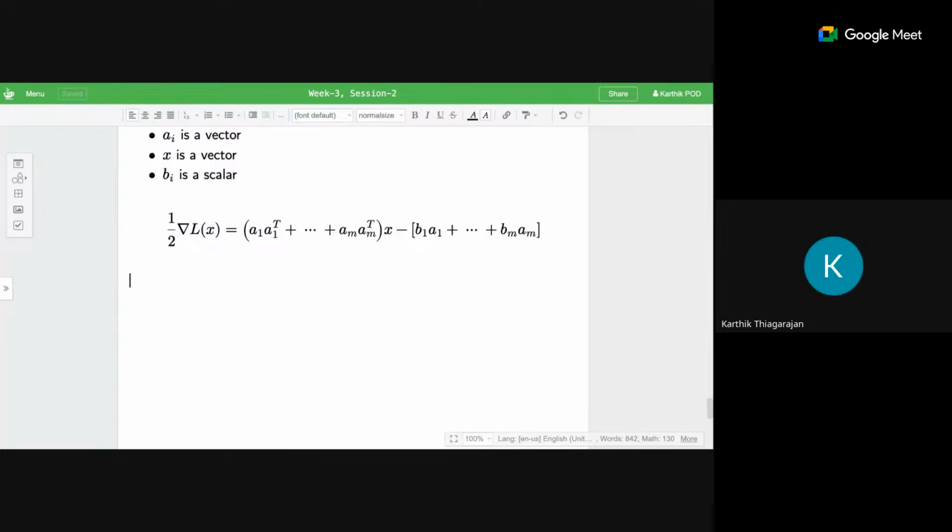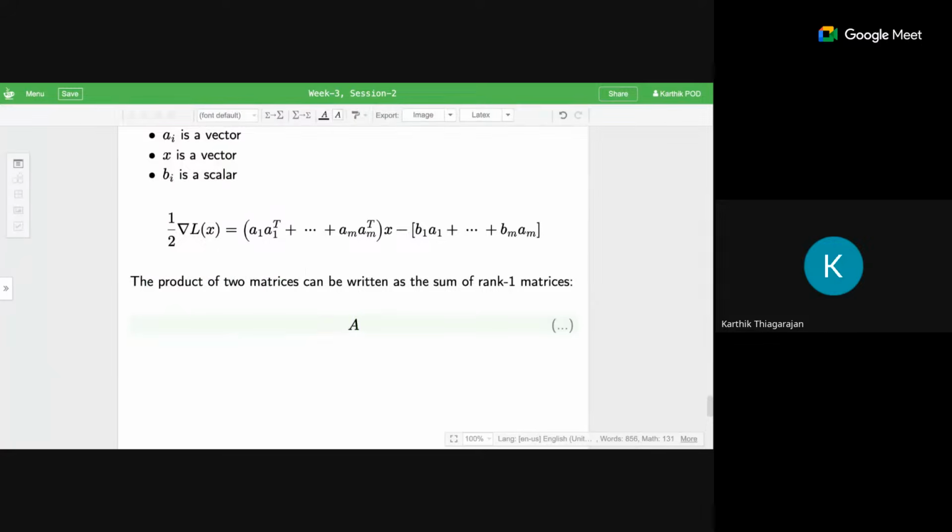Now for the final simplification, you have to remember something we studied a long time back. The product of two matrices can be written as a sum of rank 1 matrices. I don't know if you remember this. We did this, the 4 ways of multiplying a matrix, right?